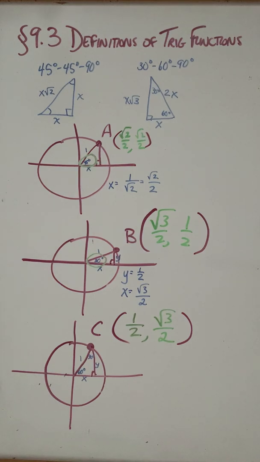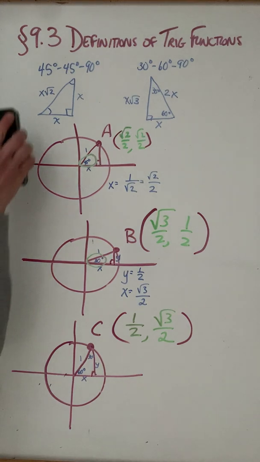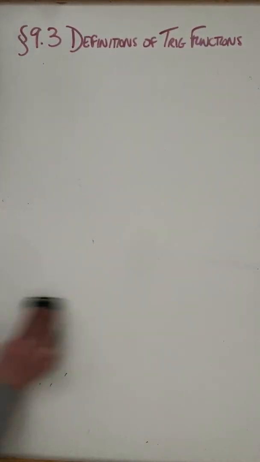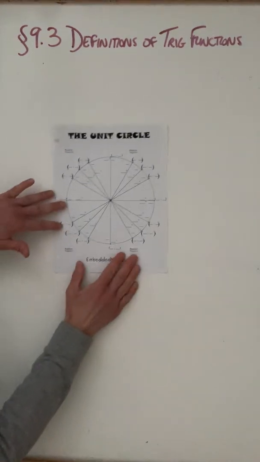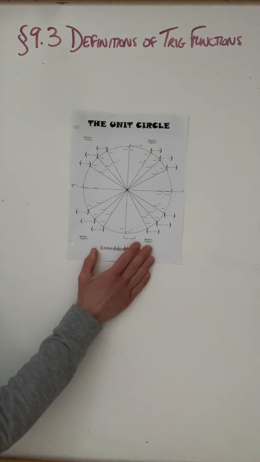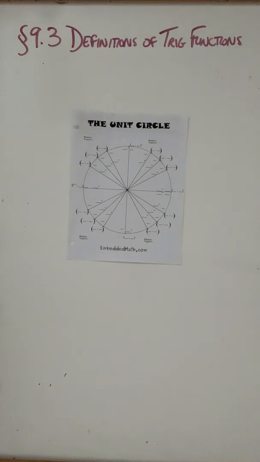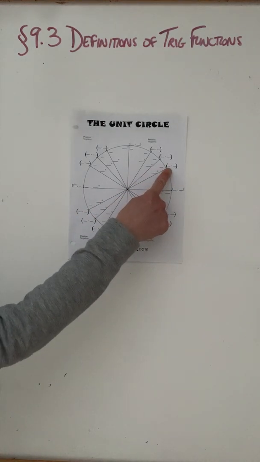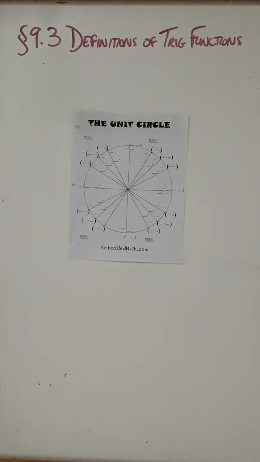I posted a blank unit circle in your folder this week. I'm going to put it up here so you can see it real quick and then tell you what I want you to do with it. The unit circle looks something like this in all its beauty. Isn't that lovely? We could fill in all of these angles in both degrees and radians, and then give the ordered pair that corresponds to that particular angle if we think in terms of the triangles that we just drew.